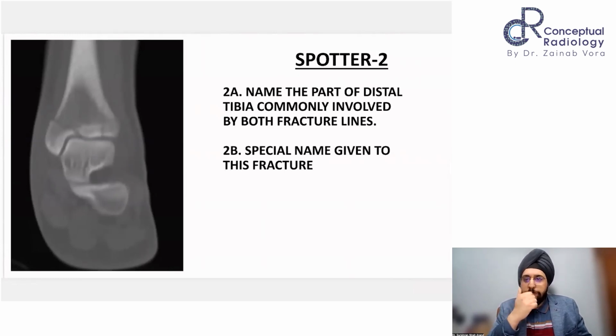So this is spotter number 2. The first part deals with the anatomy. The second part deals with the spotter part. Please give the answers step by step. First tell me what is the answer of 2A.